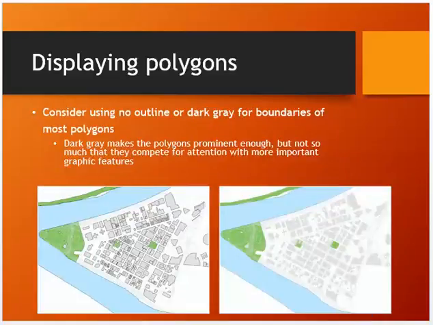So you can use an outline on your polygons or not, depending on how many polygons you have. In this example, it looks like we're looking at parcels. If you put a dark boundary around each one, it's going to get really messy really fast, so you might consider removing that outline.